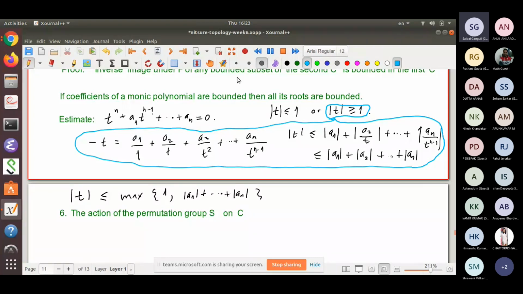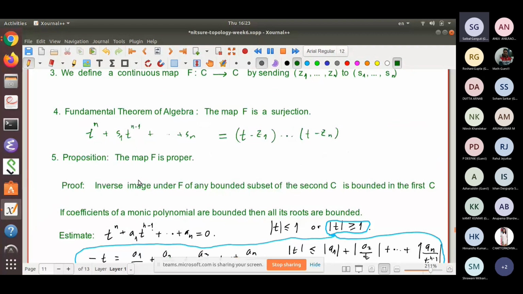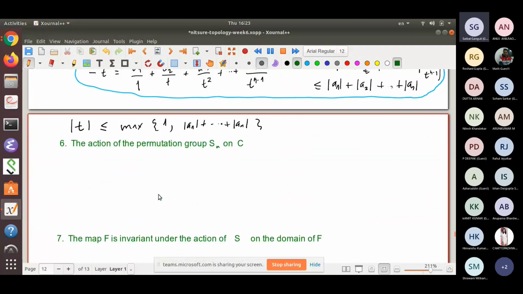We are given a very nice example of a proper map, namely the elementary symmetric function map is proper. This is so important that I am going to give you a chance to ask a question if you have any. So be quick. 10, 9, 8, 7, 6, 5, 4, 3. Thank you. Yeah, no questions.